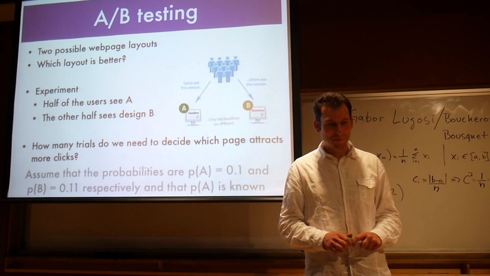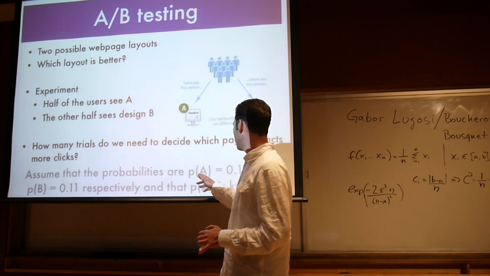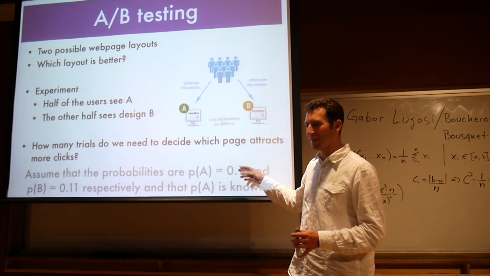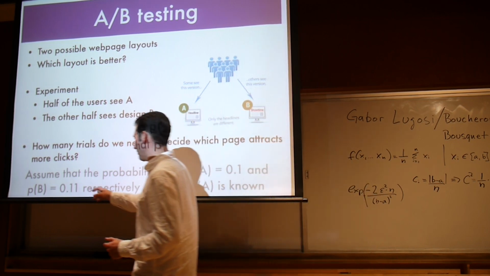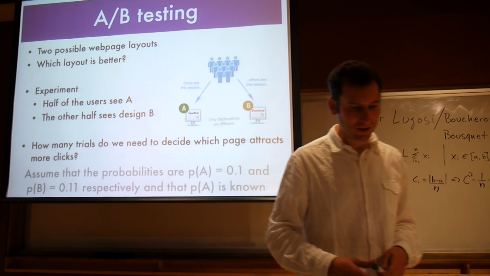So let's just, for the sake of the argument, assume that P of A, so for design A, the probability is 10% that somebody clicks. In the other case, it's 11%. So they're fairly close. Let's see how much data we actually need.